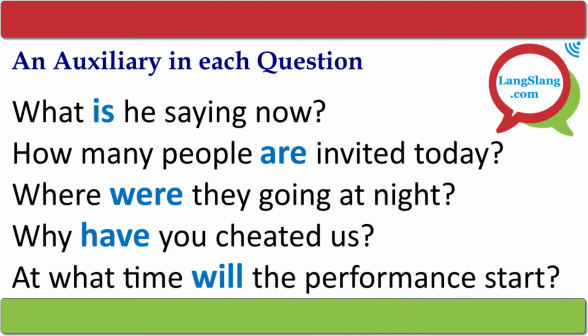But what is the right place for that auxiliary? Where do we have to use that auxiliary in that WH question? Look at these examples again and guess what is the right place of an auxiliary in a WH question. Look at that again. Auxiliary is is after what. Auxiliary are is after how many people. Auxiliary were is after where. Auxiliary have is after why. Will is after at what time. So what is your guess? What is the right place for an auxiliary in a WH question?